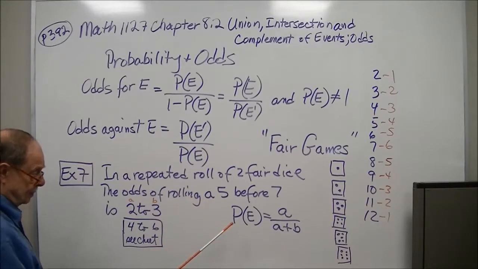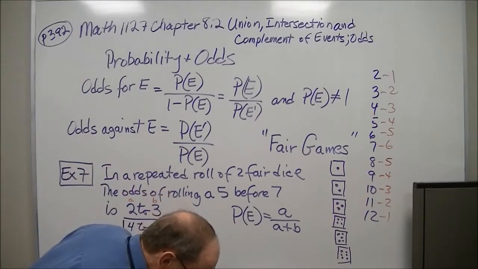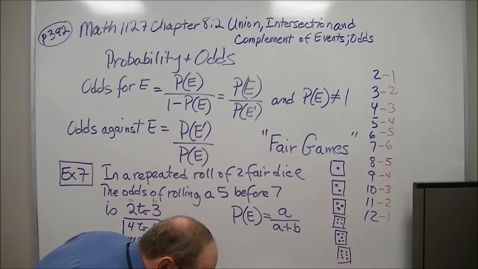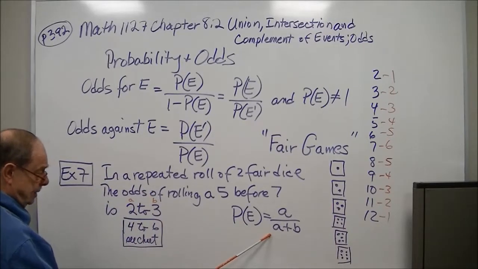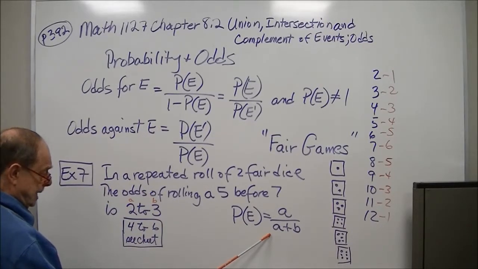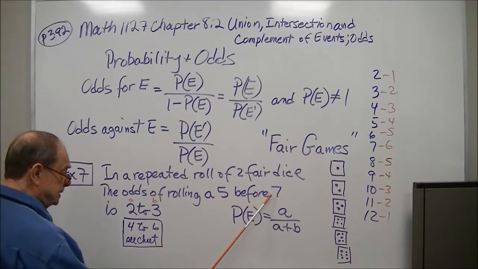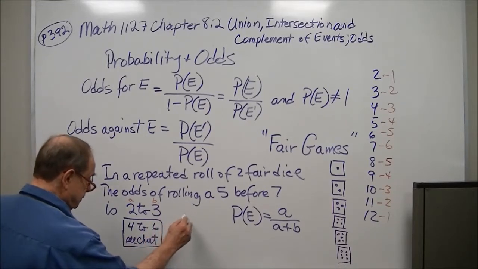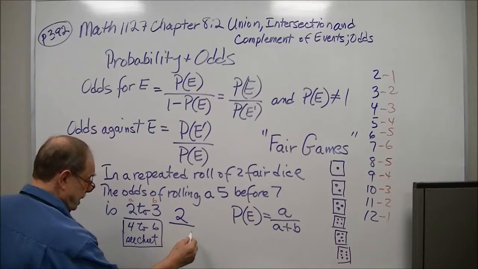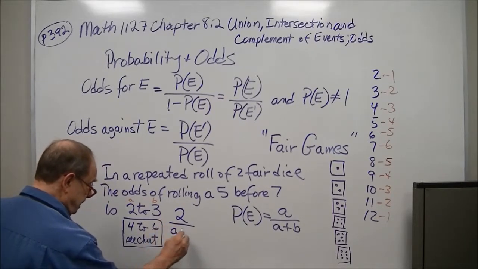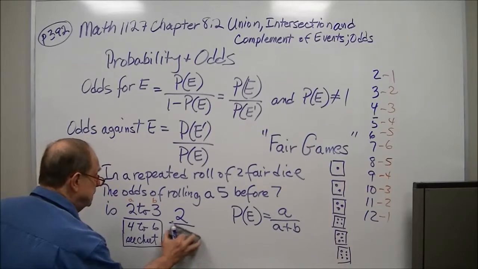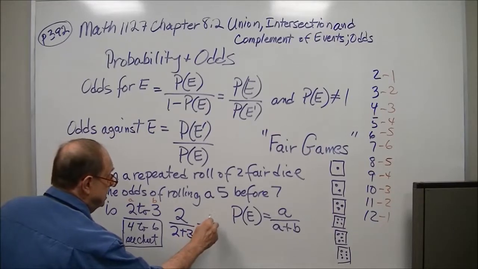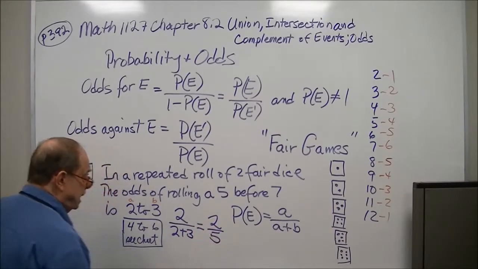And then they introduced this formula. The odds of an event are A to B, and then the probability of E is this formula right here. So the probability of rolling a 5 before the 7 will be, our A is 2, plus the B, which is 3. It then becomes 2 out of 5.